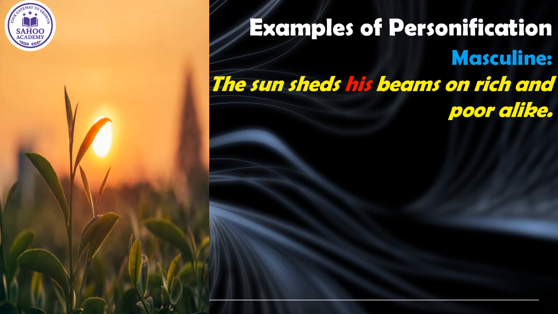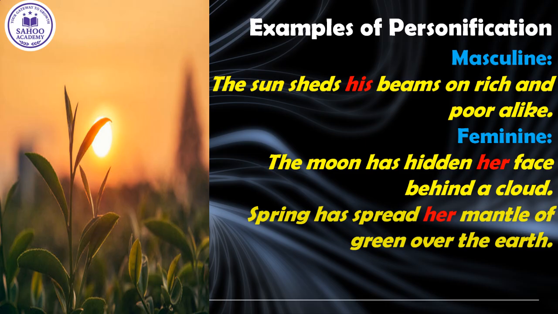Now, the feminine. The moon has hidden her face behind a cloud. The moon becomes a shy woman, veiling herself from view. Let's go for another example. Spring has spread her mantle of green over the earth. Here, spring is an artist or a queen.